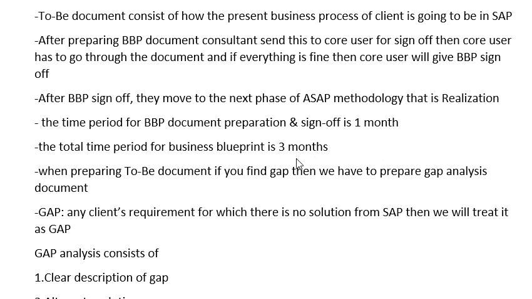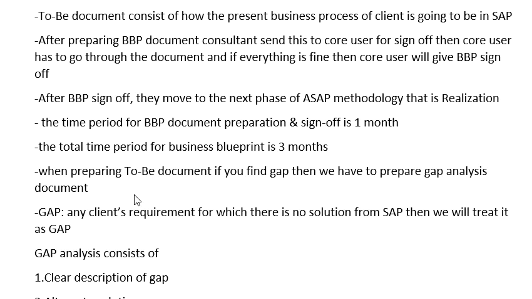And this ASAP methodology, this implementation, in general will take about 6 months. For example, I'm taking 6 months. So the total time period for the business blueprint is 3 months.